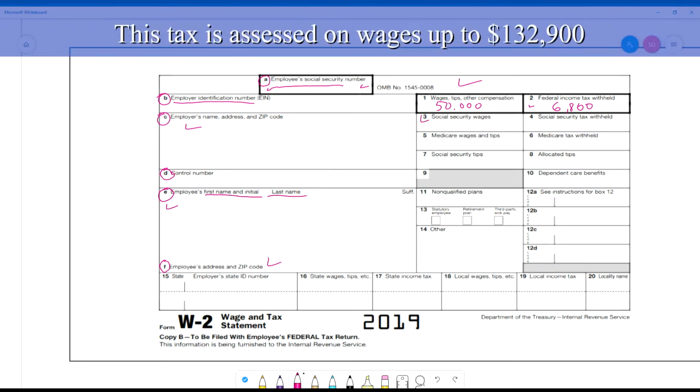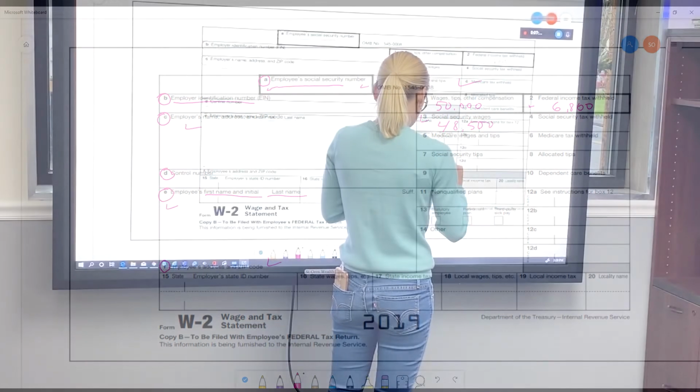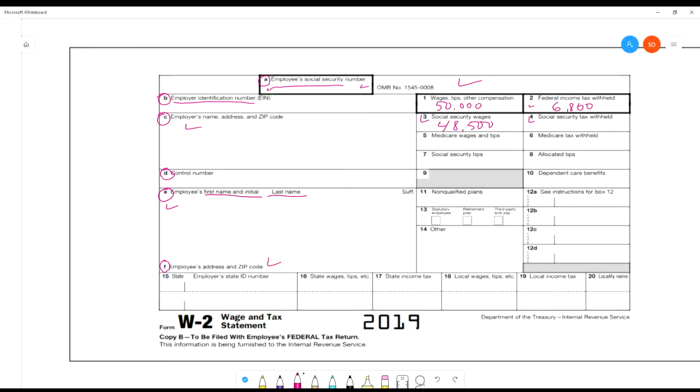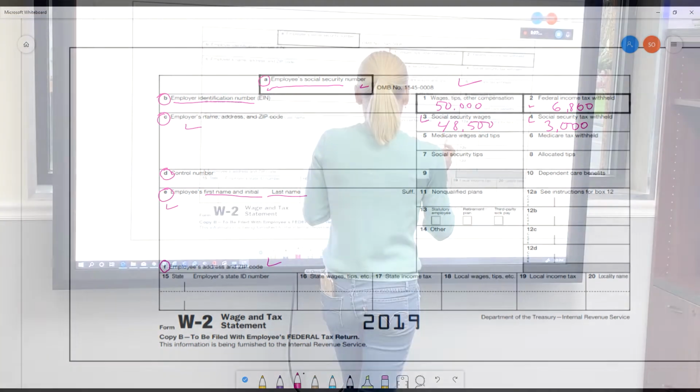Box number 3 shows you total wages subject to Social Security tax. It could be the same number as in box 1, could be different. Say in our case it will be different, $48,500. It doesn't have to be the same. Sometimes it could be less, sometimes more. Box number 4 shows your total Social Security taxes withheld for the year. Let's put it at $3,000. All numbers are approximate, just to show you in general the amounts.